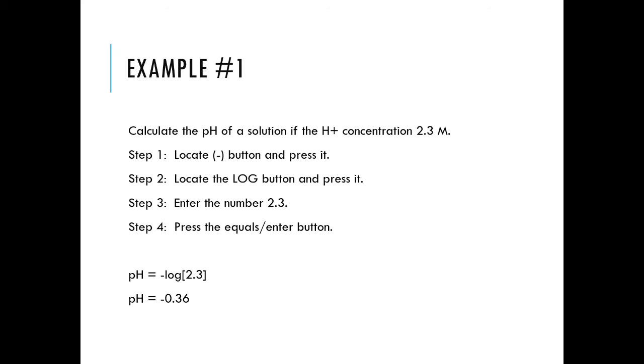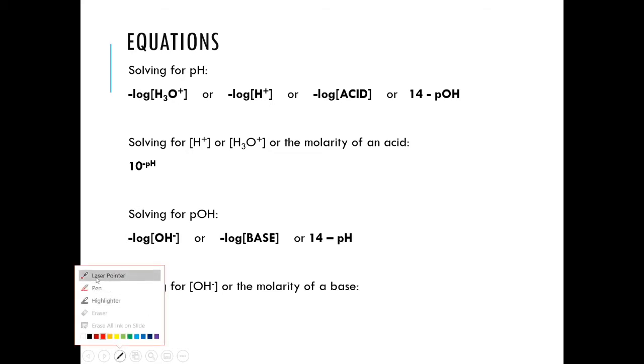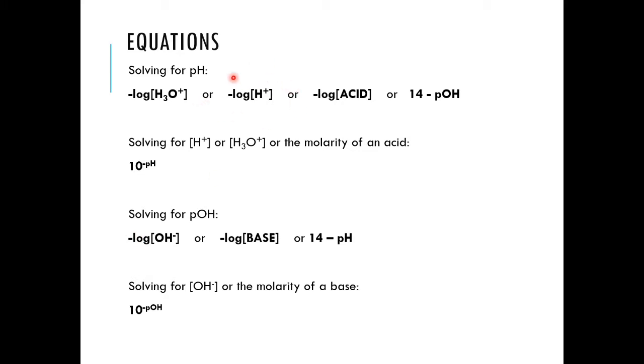All right, example 1 says calculate the pH of a solution that has an H plus concentration of 2.3. All right, so we're calculating pH and we have H plus concentration. So what we're going to do is this one right here, negative log of the H plus. Let me get, where's my neat little laser pointer. Yeah, there it is. We're going to do this equation, negative log of H plus. So let's go back.